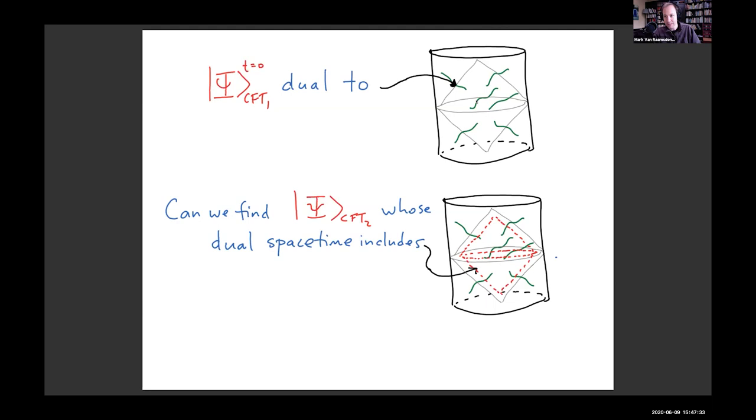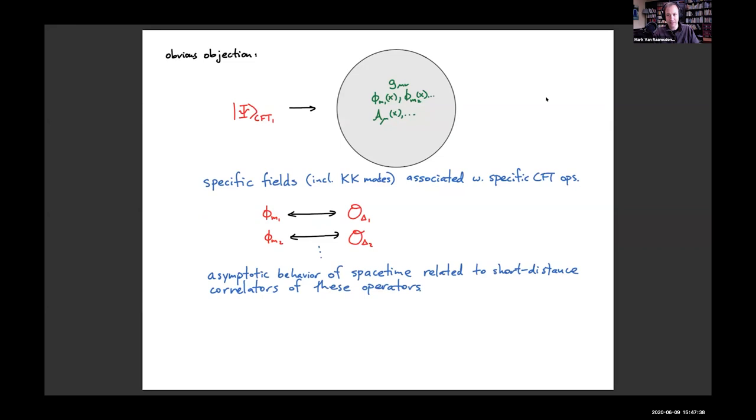Okay, so let me start with kind of an obvious objection to that, and it relates to something I mentioned earlier. In AdS/CFT we have this understanding that on the gravity side you have a metric, but also various matter fields, gauge fields, etc. The specific fields that appear on the gravity side are associated with specific light operators in the CFT. And specifically, the asymptotic behavior of these fields in any geometry that would be described by your CFT is related to the short distance correlators of these specific operators in this CFT.